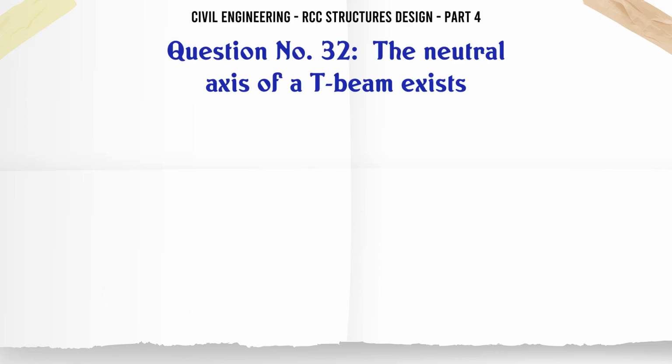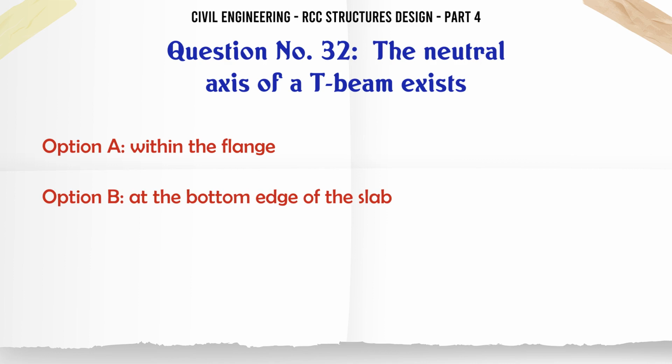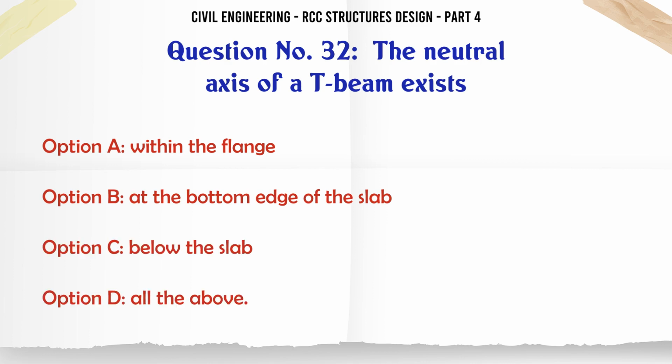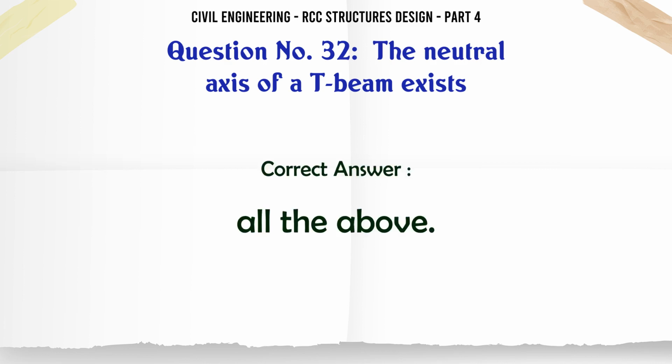The neutral axis of a T-beam exists A. Within the flange, B. At the bottom edge of the slab, C. Below the slab, D. All the above. The correct answer is all the above.